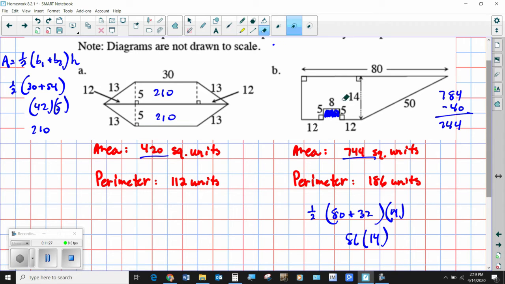So some of these complex areas that you have to find, sometimes you find the area of the individual parts and you add them together. In other circumstances like this one, it might be better to find the area of the larger shape and then subtract away whatever part you don't need, which is what I did there.